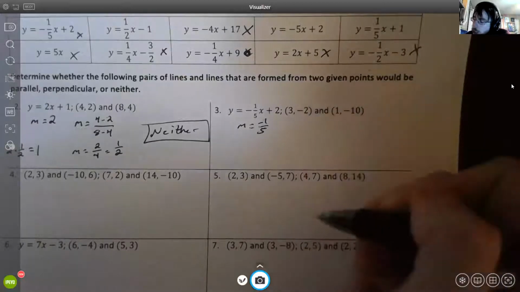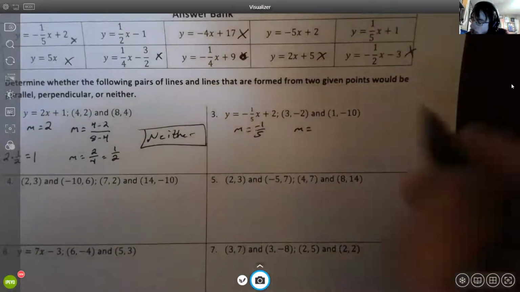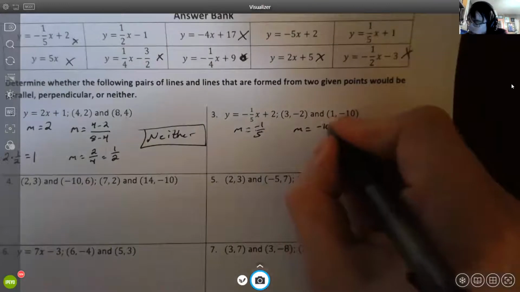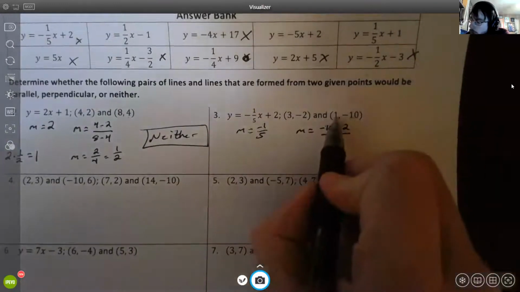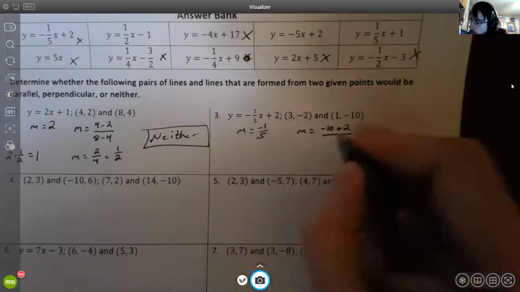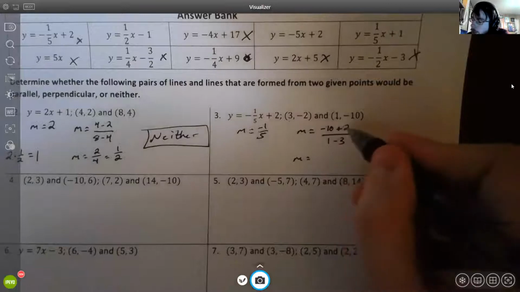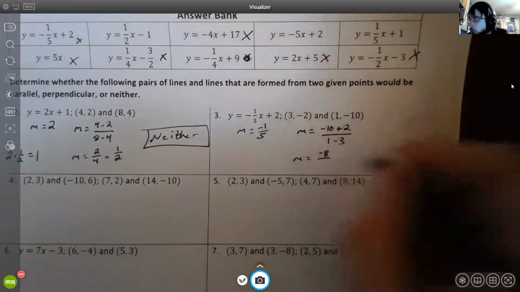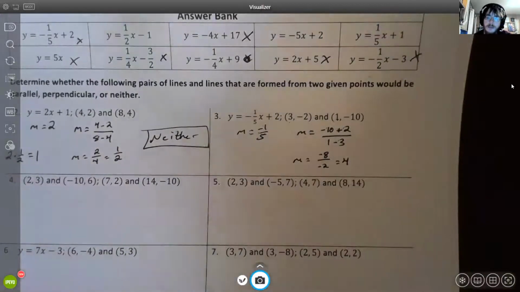So we have m equals y2 minus y1, so -10 minus -2, that becomes -10 plus 2, over x2 minus x1, which becomes 1 minus 3. Simplifying that, we get -10 plus 2 is -8. 1 minus 3 is -2, and that gives us 4.